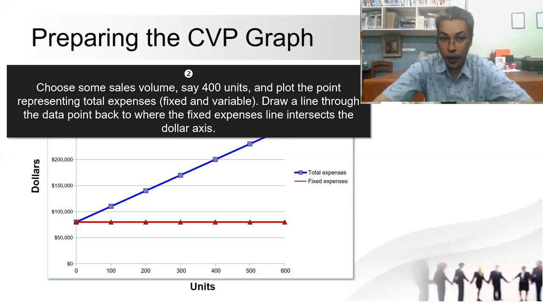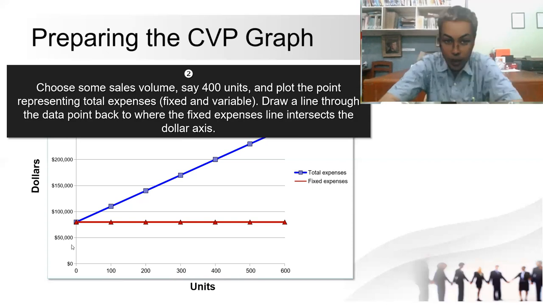Okay, and plot the point representing the total expenses, fixed and variable. We have to plot the points. Draw a line through the data point back to where the fixed expenses line intersects the vertical axis. So that's why here you can see this point, that is the intersection of the red line and the vertical axis. That is the intersection.